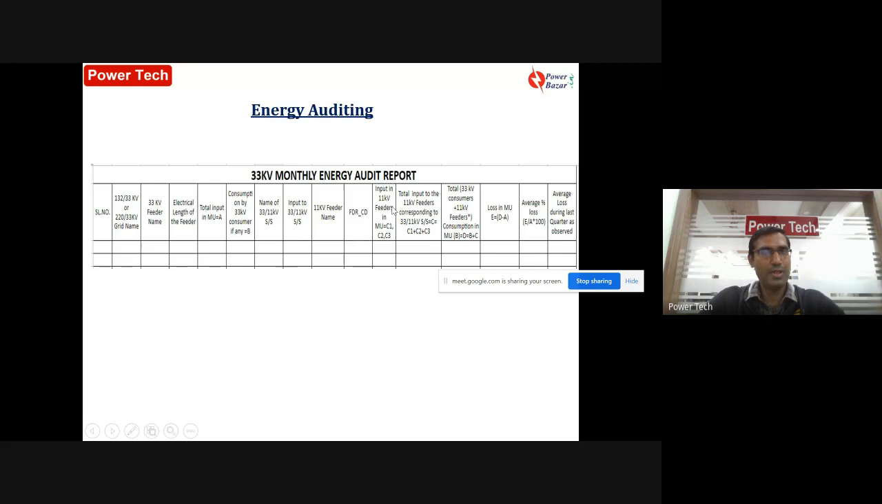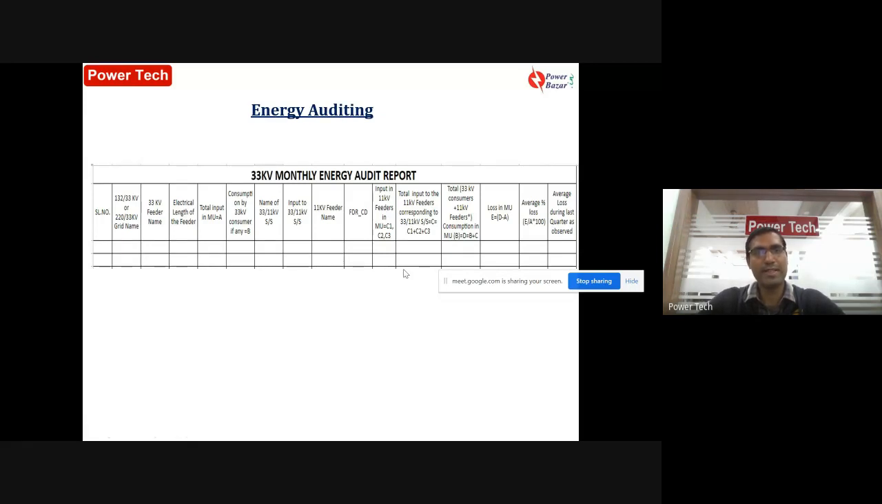What is the input in the 11 kV feeder? That will help us. This is after the transformer. To calculate the 33 kV transmission loss and the power transformer loss, you have to subtract from the input energy A the total of the sum of the total 33 kV consumer and 11 kV feeder. So I hope it's clear.